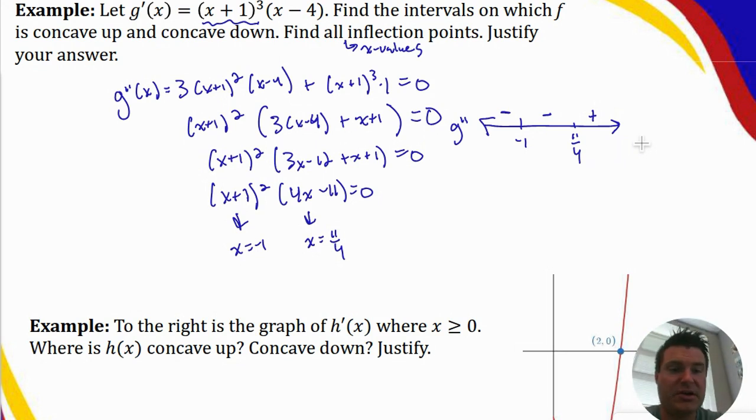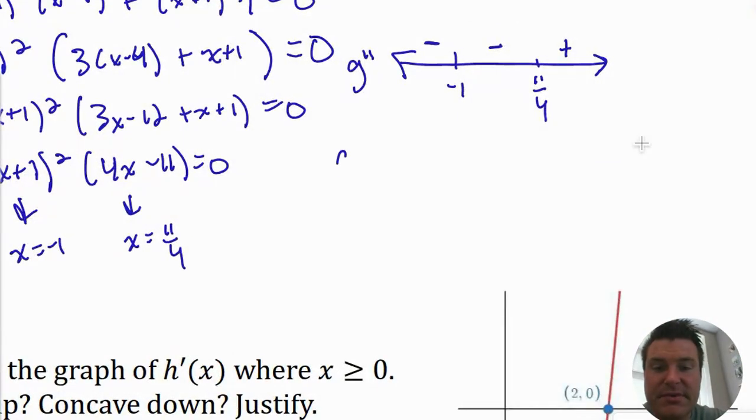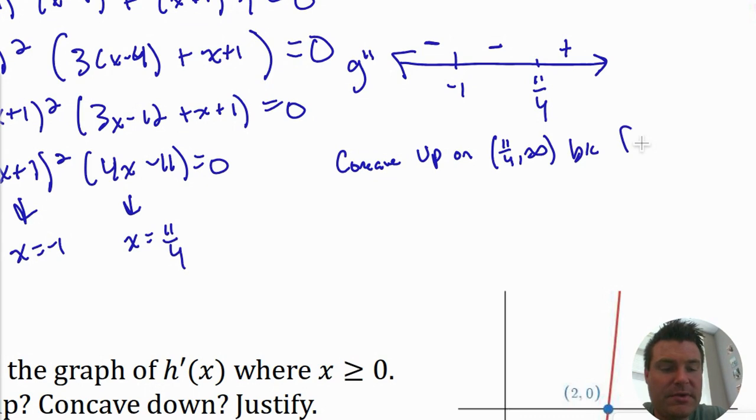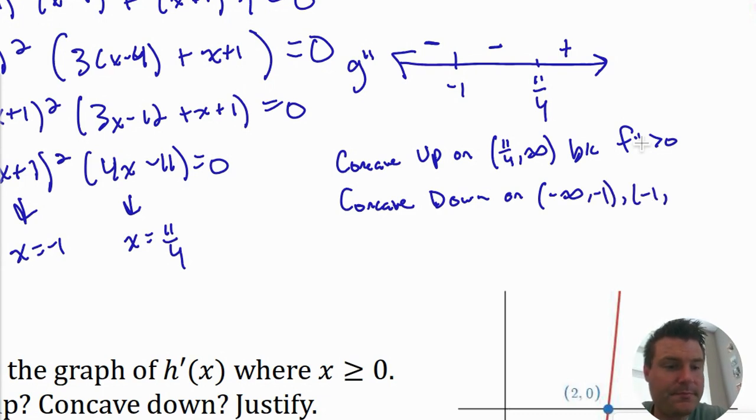So with the sign chart, we can determine what our concavity is. I'm going to be concave up on 11/4 to infinity, because g double prime is positive. We're going to be concave down on negative infinity to negative 1. Don't include negative 1, by the way, because that's not what our test for concavity tells us. And this is because g double prime is negative.